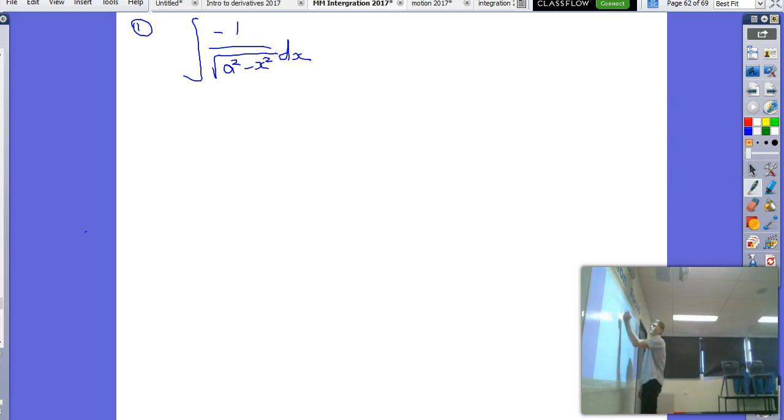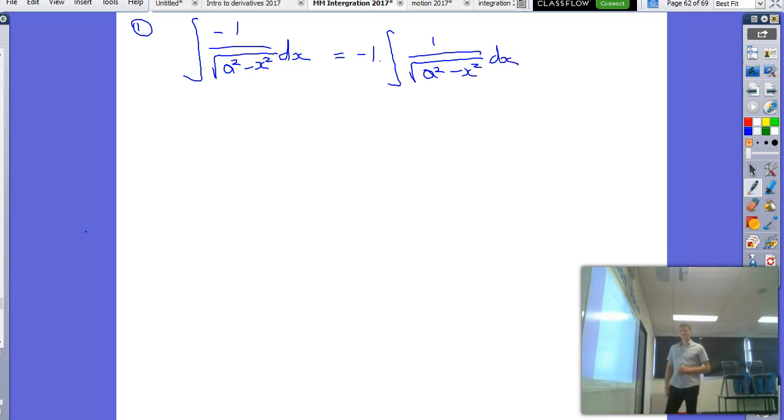Well, first thing we could do is just treat that negative as a negative factor of 1. Take that outside the integral and leaves us with this. So then what is that integral of? That is the integral of an inverse sine. But we've got this factor of negative 1 there, so it's negative 1 times the inverse sine of x on a.